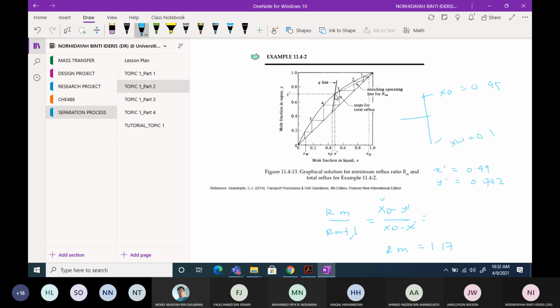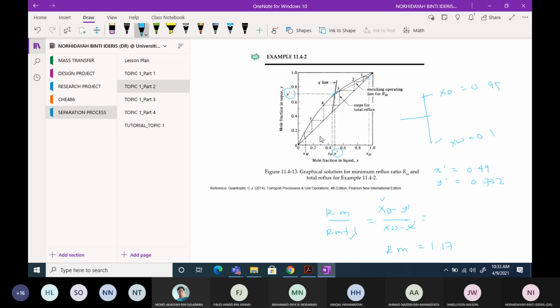You have the enriching operating line for Rm here from xD at the 45 degree line. You bring it to the intercept between the Q line and the equilibrium line, the VLE, vapor liquid equilibrium. You read out the x prime and y prime values.